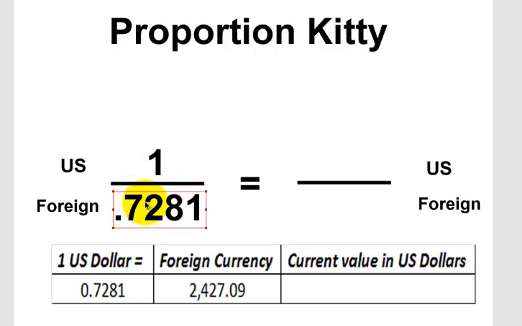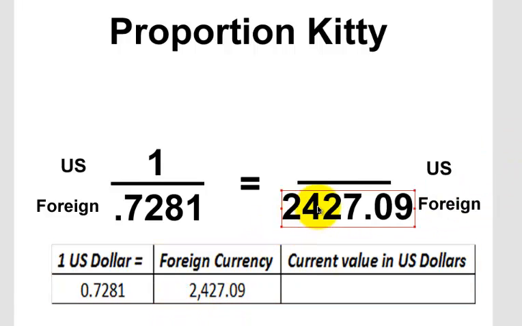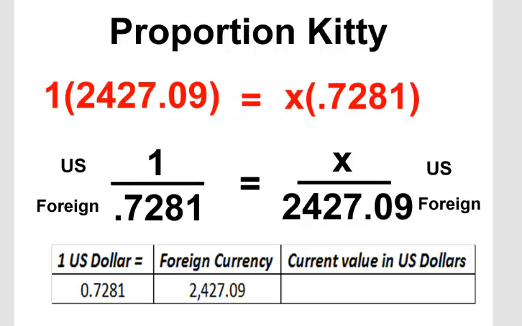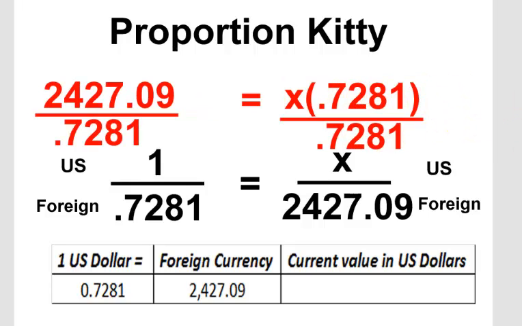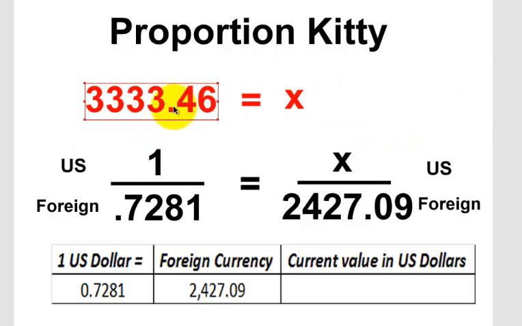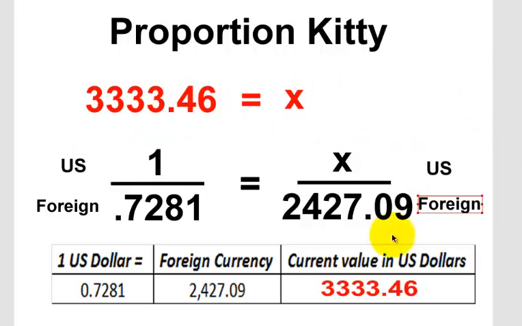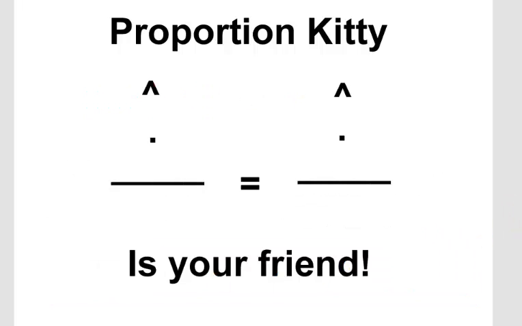And the next step is the different step. So we know the foreign amount. We have 2,427. So that number goes here. And our X is the US dollars because that's what we're trying to convert them back into. So again, cross multiply. We get that. Now we have to divide both sides by 0.7281. So we get X equals, bam, and that is in US dollars. You put it down there. Boom. So just remember, that's how this works, and Proportion Kitty is your best friend.